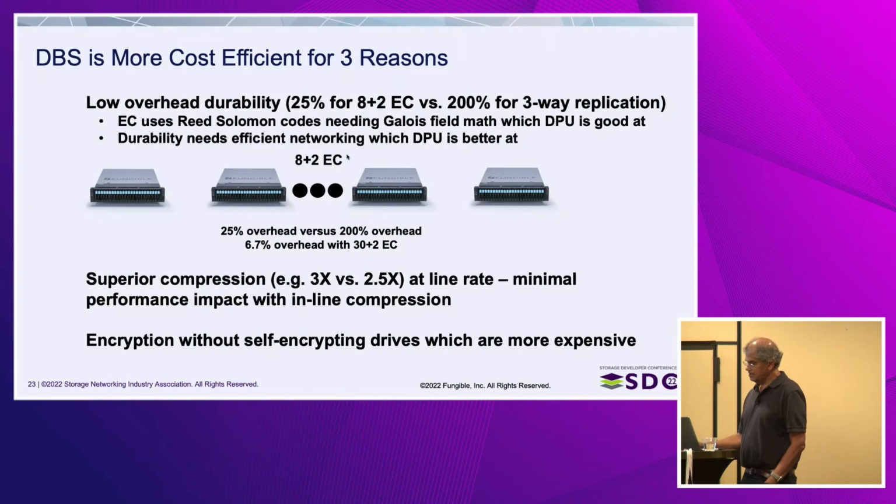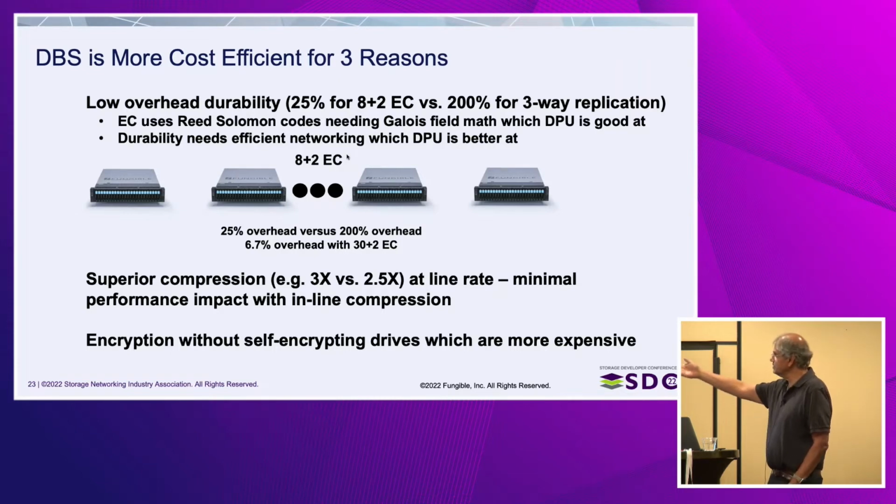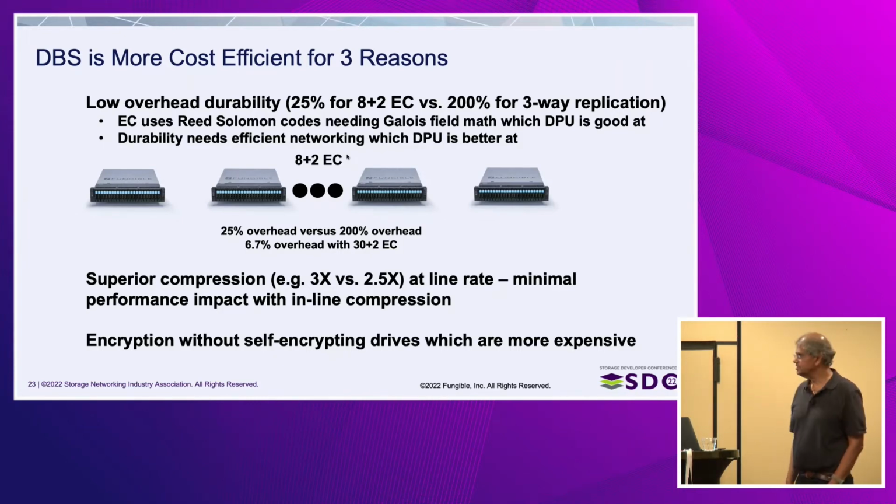So first, efficiency. We do erasure coding. Erasure coding overhead, if you do 8 plus 2, is just 25% overhead. You could do 30 plus 2. Actually, our chip supports up to 32 plus 8. That overhead can come way down compared to doing three-way replication.